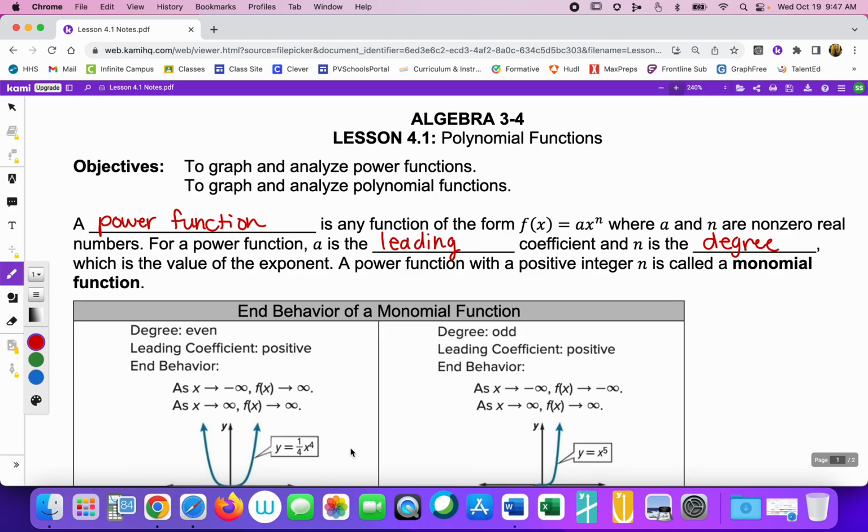So a power function is any function of the form f of x or y equals a times x to the nth power. A and n are non-zero real numbers. They're also positive to be a polynomial function. But for a power function, a is the leading coefficient, and that is the coefficient of the largest exponent term. We're going to use that today too. And n is the degree, which is the value of the exponent. So a power function is anything with an exponent, essentially, a positive exponent on the variable. A power function with a positive integer n is called a monomial function.